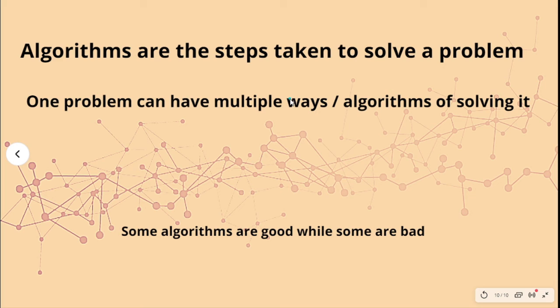Algorithms are the steps taken to solve a problem. And they can be multiple, as we've discussed, multiple ways of solving a problem. There can be multiple algorithms to solve a certain problem. And the thing is, some algorithms will be faster than the other algorithms, some will be more efficient, some will be worse, some will be slower. So, this is another thing about knowing what algorithm to use for certain data structures.